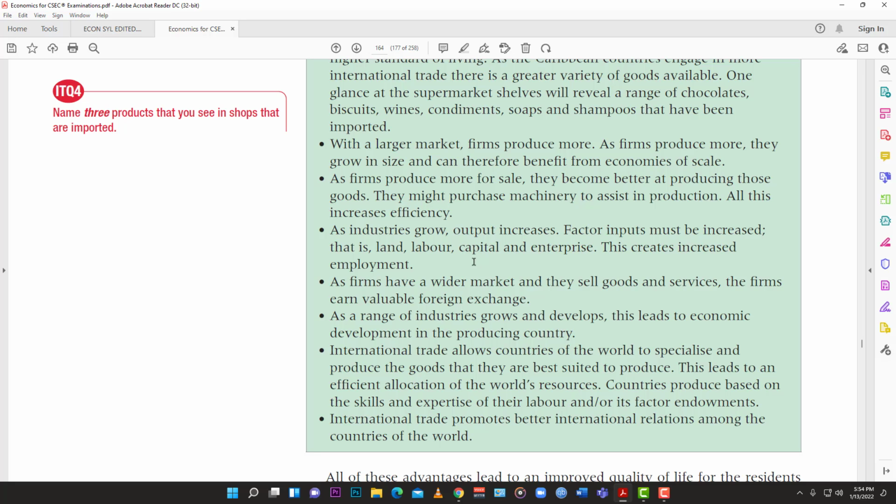As a range of industries grow and develop, this leads to economic development in the producing country. So they are saying here, international trade can help to lead to economic development. Because as you ramp up your production, ramp up your trade, the country starts earning more. Whether it is earning more in the form of foreign exchange, or the companies paying more taxes, or they can now charge tariffs and taxes for imports, because we're talking about international trade here. Two-way, right? That means the country can earn more income, GDP can increase, and if the money is spent properly, this can lead to economic development.